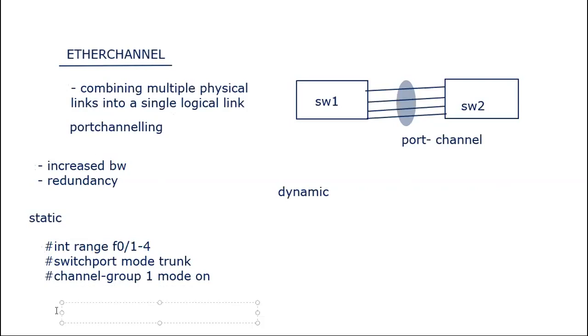To verify, we can use the command show etherchannel summary. Show etherchannel summary is the command to verify the EtherChannel. It will show you what EtherChannel is created, what are the interfaces that are combined in that EtherChannel, what are the ports, and what is the mode of EtherChannel, static or dynamic. And you can just physically see that all the links will be up, all will be green at the same time. So let's see how to configure a static EtherChannel.